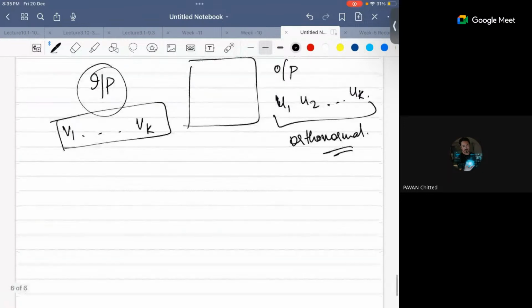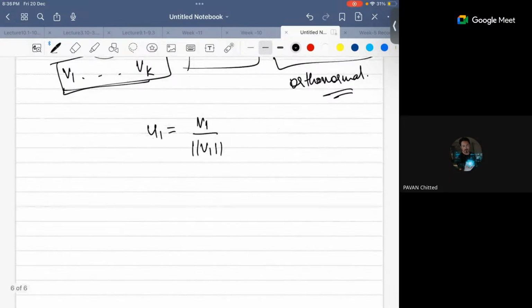So you already know that there is a method, right? The Gram-Schmidt method to calculate that. If these are the normal vectors that you have, u1 will be what? v1 upon the norm of v1. Correct. So similarly, if you have to calculate the second orthogonal vector, how will you calculate it? This is how you calculate, right?